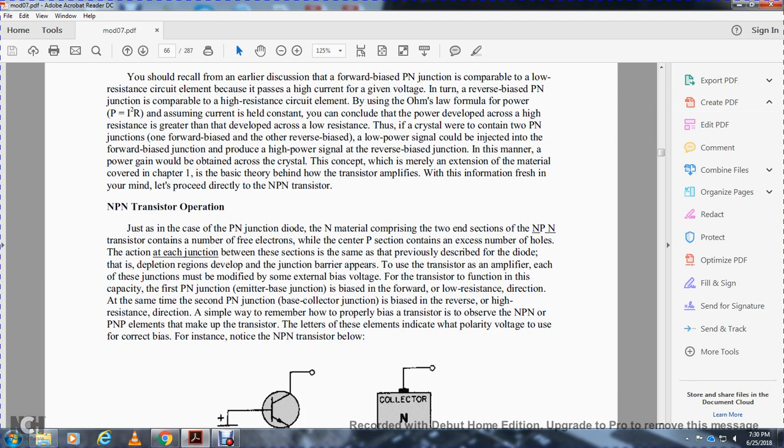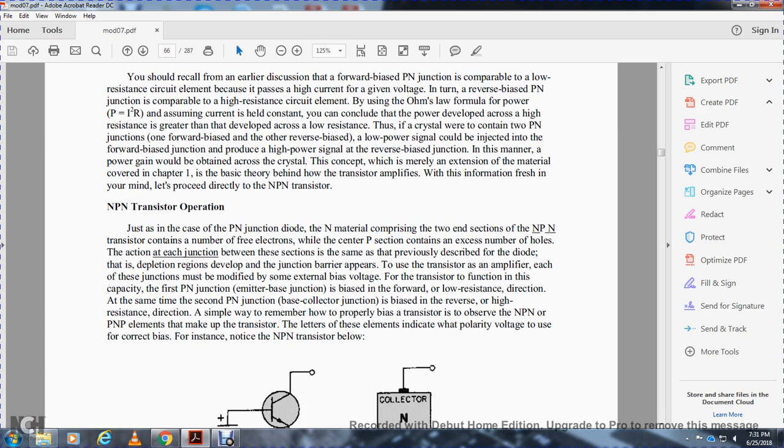To use the transistor as an amplifier, each of the junctions must be modified by some external bias voltage. For the transistor to function in this capacity, the first positive negative junction, the emitter base junction, is biased in the forward, low resistance direction. At the same time, the second positive negative junction, the base collector junction, is biased in the reverse, or high resistance direction. A simple way to remember how to properly bias the transistor is to observe the negative positive negative or positive negative positive elements that make up the transistor.